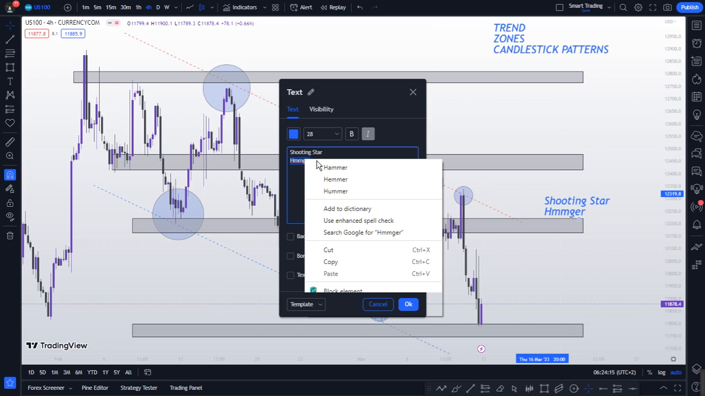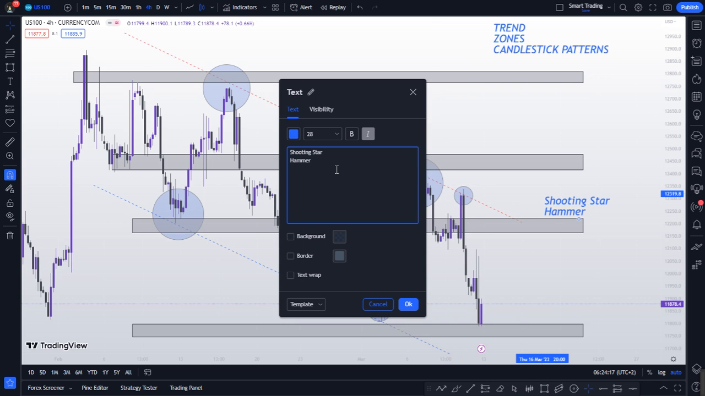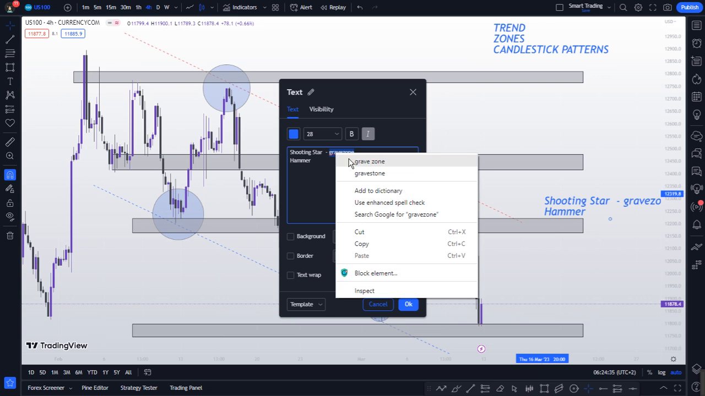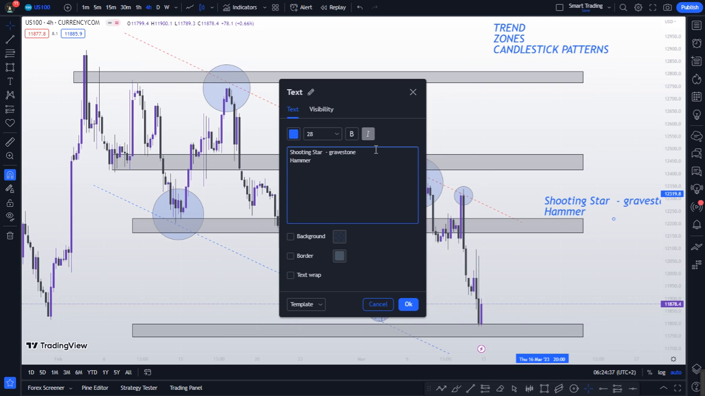Yeah, you see, I like it when it does that because it's going to correct me. If you do not have a shooting star, we're expecting what? A gravestone. Yeah, a gravestone. Expecting a gravestone doji, right?